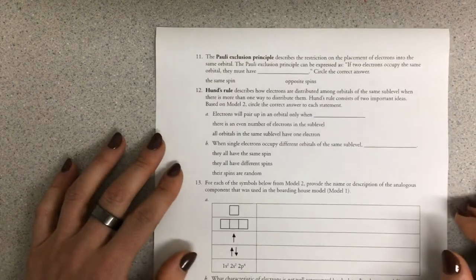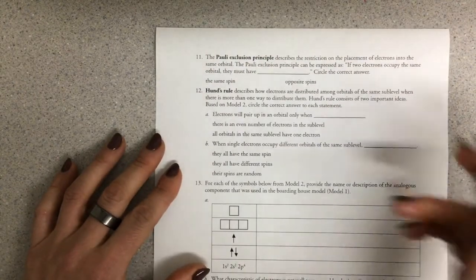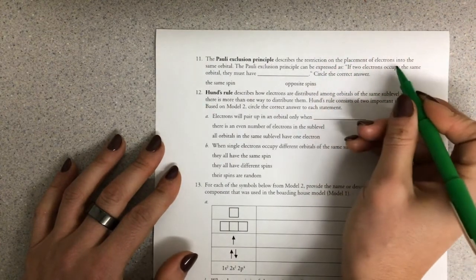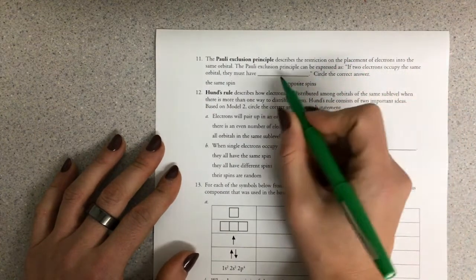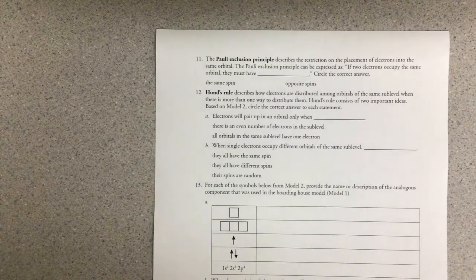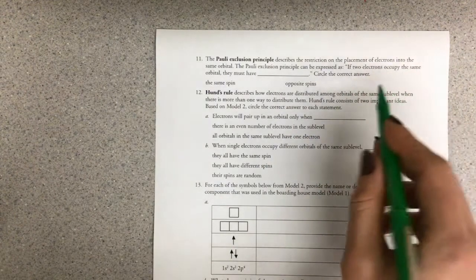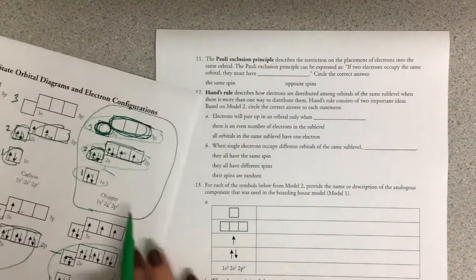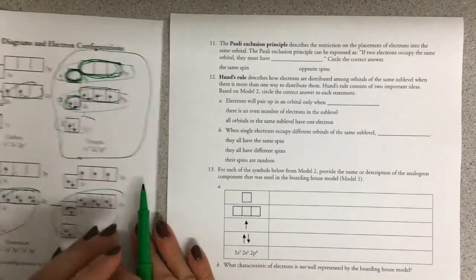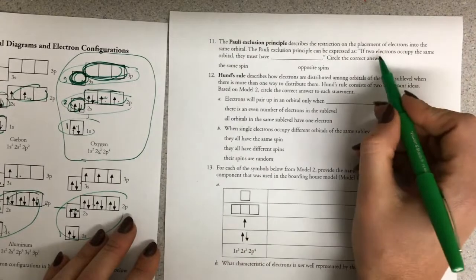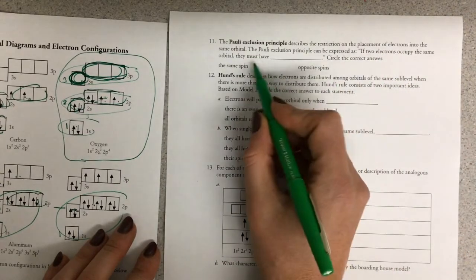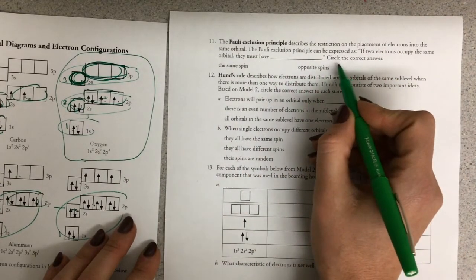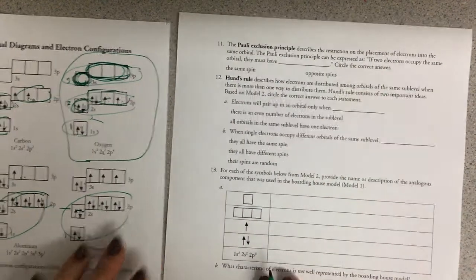Okay. The Pauli exclusion principle describes the restriction of the placement of electrons into the same orbital. Whoa, what does that even mean? So it has to do with when you can put electrons in the boxes. The Pauli exclusion principle can be expressed as: if 2 electrons occupy the same orbital, they must have blank. Okay, so the same spin or opposite spin.